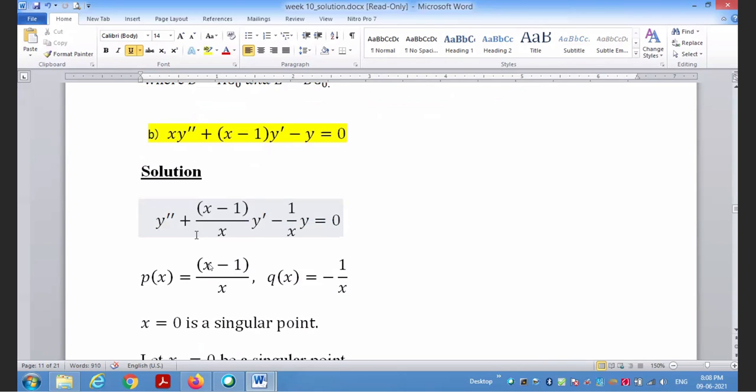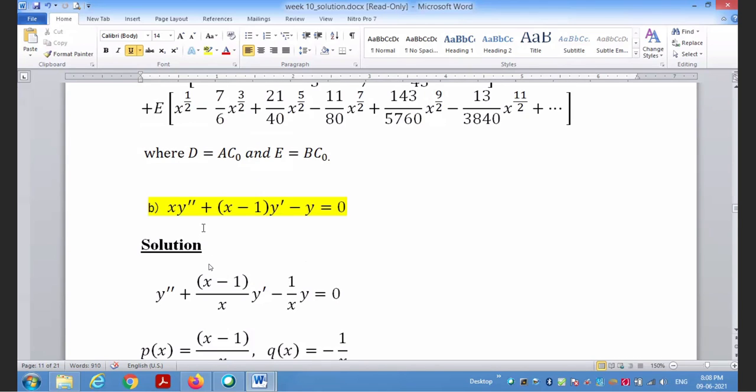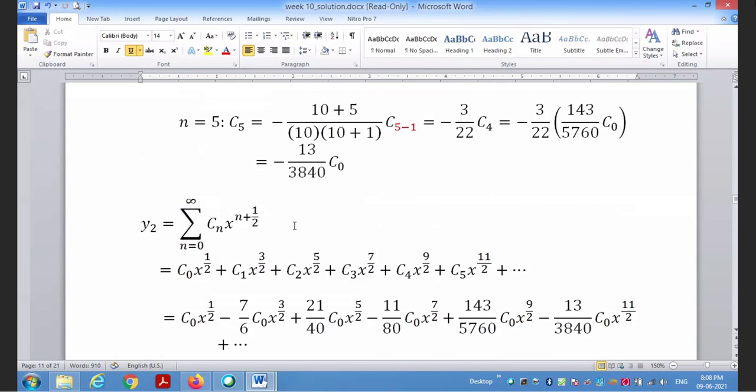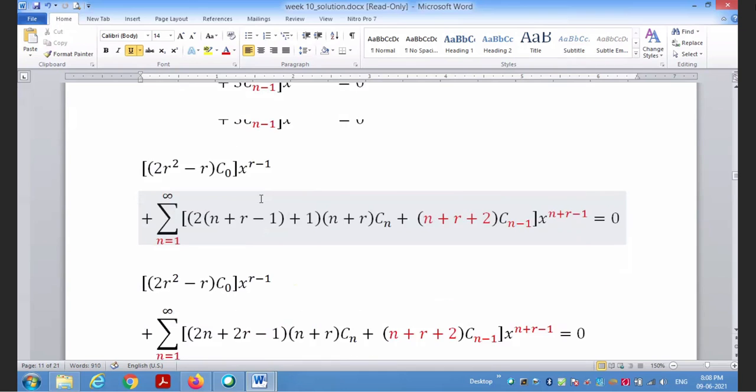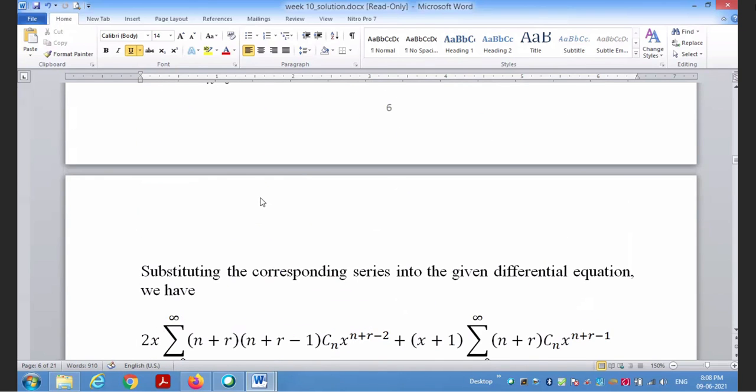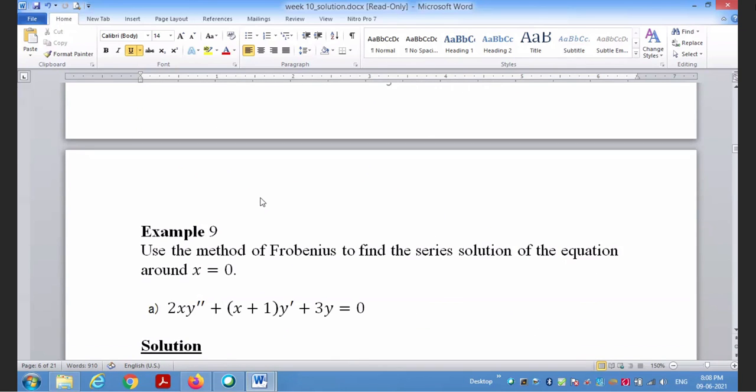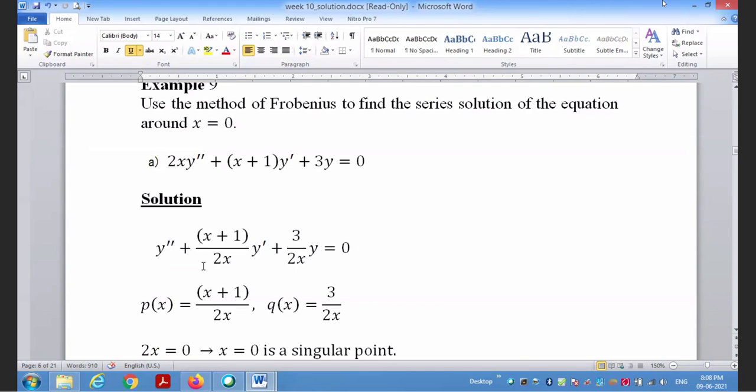For this one, we have xy double prime plus (x minus y minus 1) y prime minus y equal to 0. So what is the question? The question is about x equal to 0, I think. Around x equal to 0. So you are asked to find series solutions around x equal to 0.